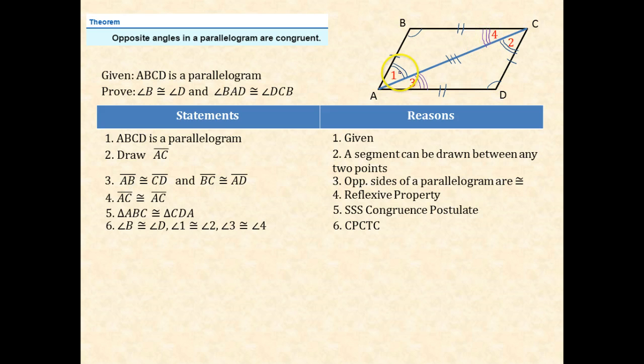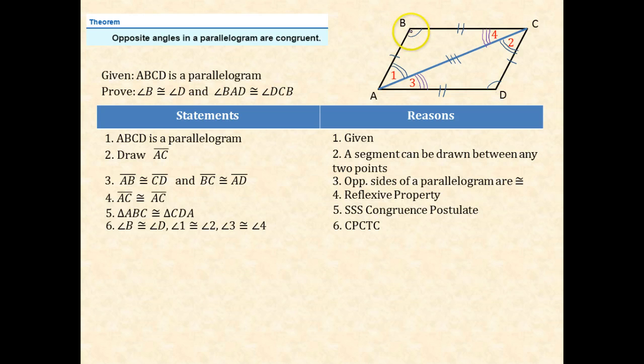Well, how does that help us? Well, we've already said half of what we're trying to prove. We've already said that angle B is congruent to angle D. But now we need to say that angle BAD is congruent to angle DCB.